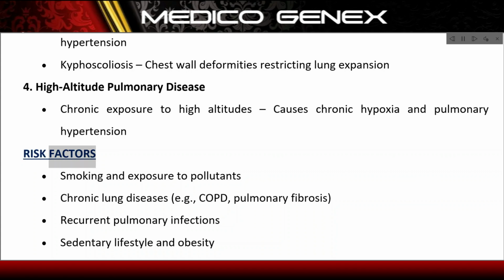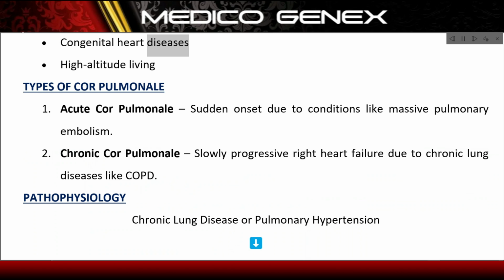Risk factors. Smoking and exposure to pollutants. Chronic lung diseases, for example COPD, pulmonary fibrosis. Recurrent pulmonary infections. Sedentary lifestyle and obesity. Congenital heart diseases. High-altitude living. Types of cor pulmonale. Acute cor pulmonale, sudden onset due to conditions like massive pulmonary embolism. Chronic cor pulmonale, slowly progressive right heart failure due to chronic lung diseases like COPD.